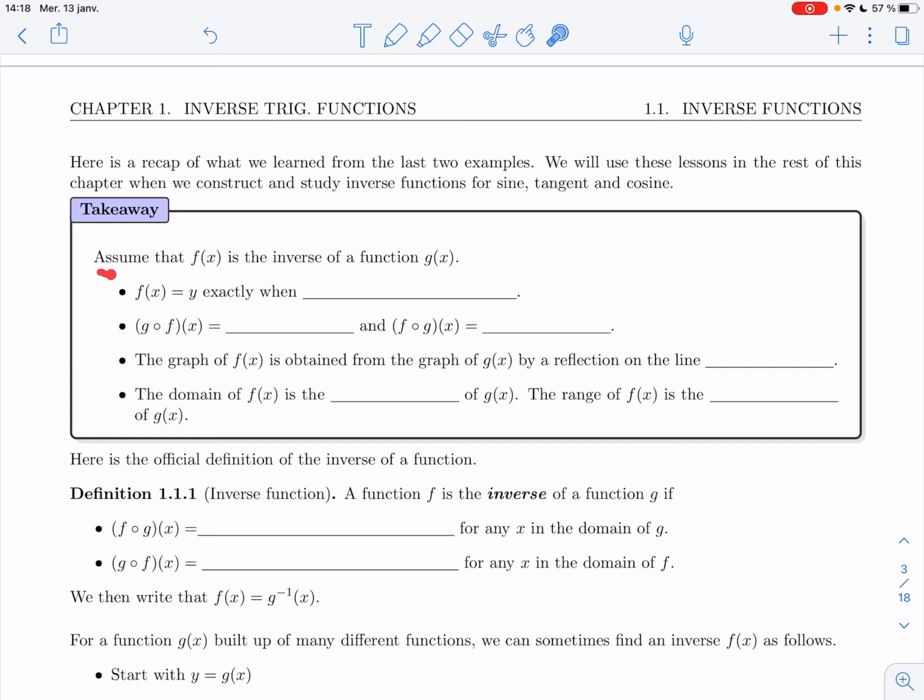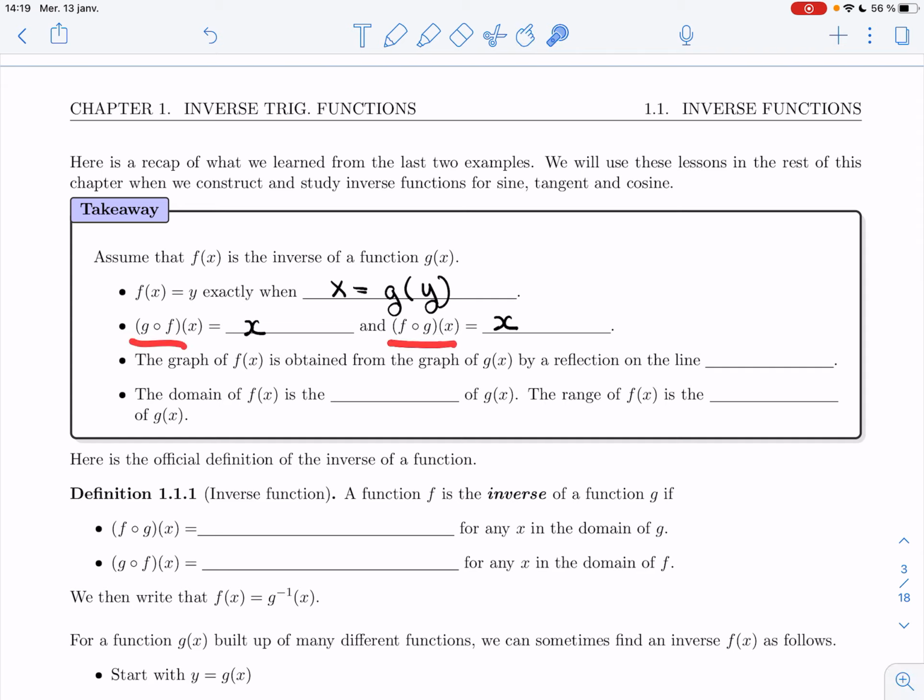All right, so assume that f of x is the inverse of a function g of x. Then f of x equals y exactly when x equals g of y. So when you send the f to the other side, it becomes g. Then we saw that if you apply f and g one after the other, they cancel out and you get x back, whether you apply f first, like we did over here, or g first, like we did over here.